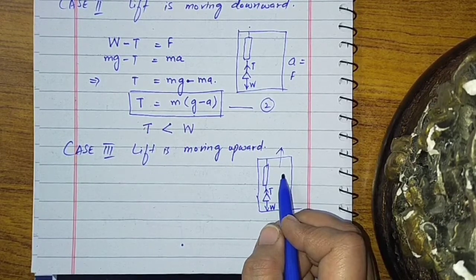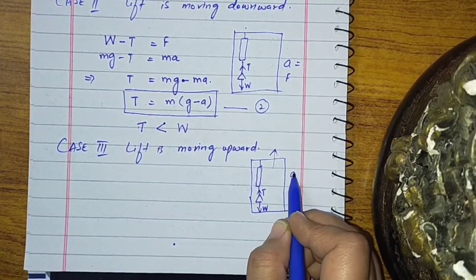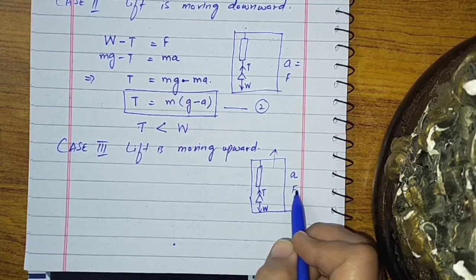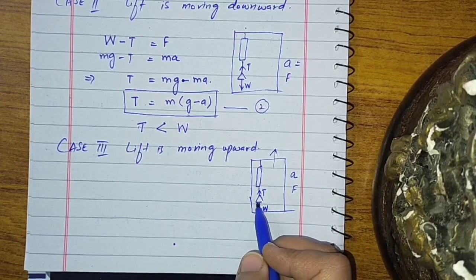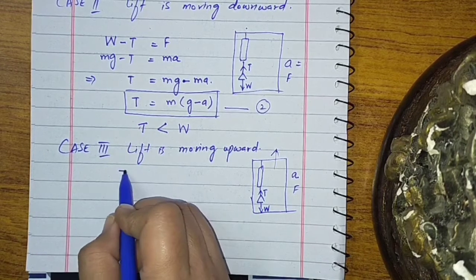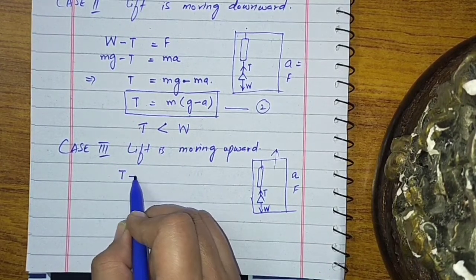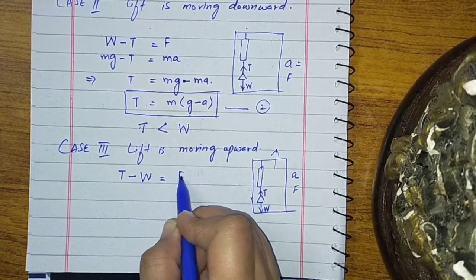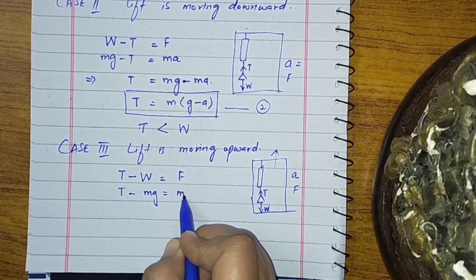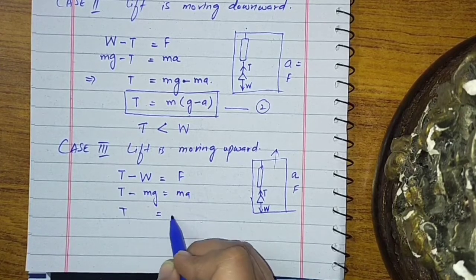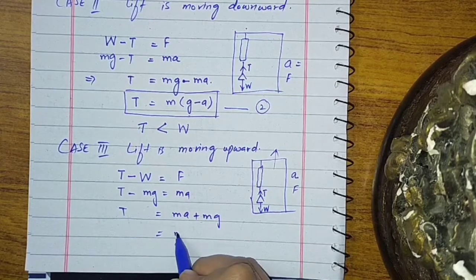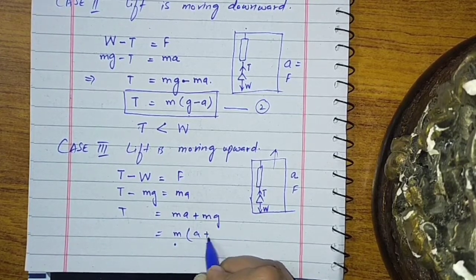If the lift is moving in the upward direction, then obviously it will have a net acceleration, and related to this net acceleration we will have a net force. If we apply it here, we can simplify it in this way. Suppose the tension T is greater than the weight. So tension T greater than the weight means tension minus weight will be equal to the net force. If you put values here, T minus mg will be equal to ma. So T will be equal to ma plus mg. So simplify, m can be taken as a constant: m times (a plus g).